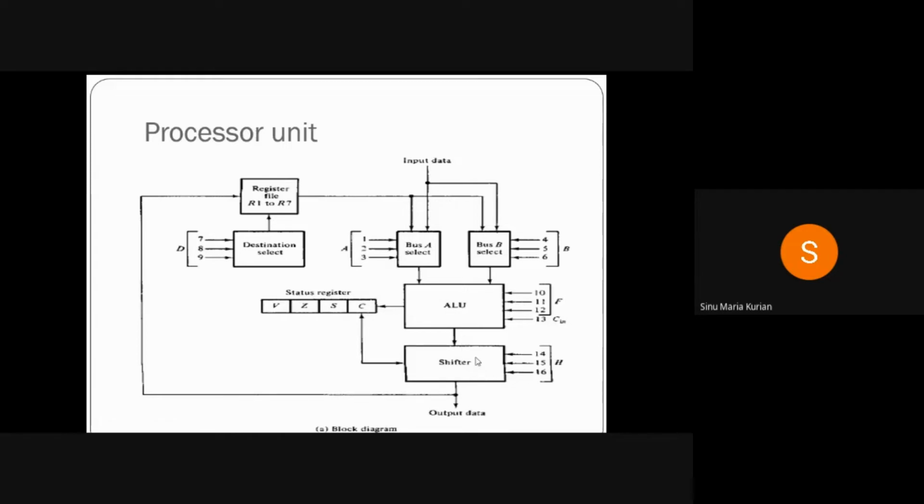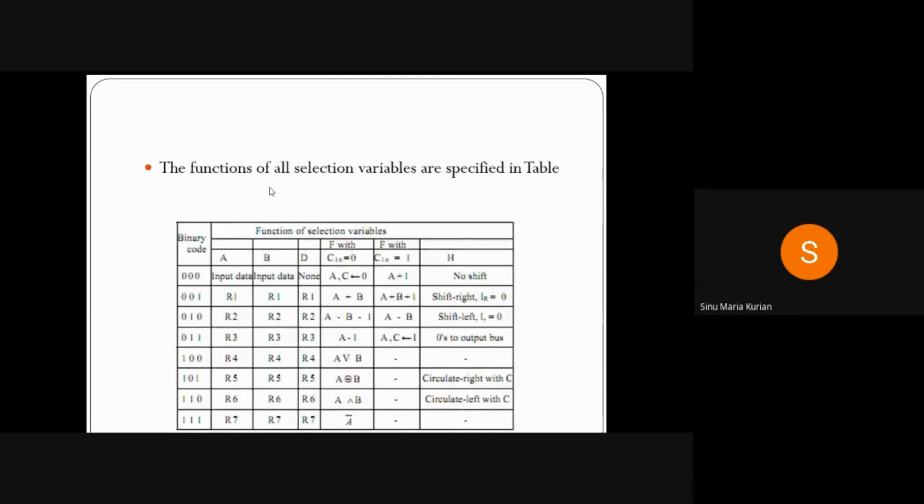So according to the selection variable, the shift operation is performed and the output is given to the external destination or to the destination registers. The destination register is selected by the D field, and according to the D field, one register is selected, and the output is stored in that register. The functions of all selection variables are specified in the table.